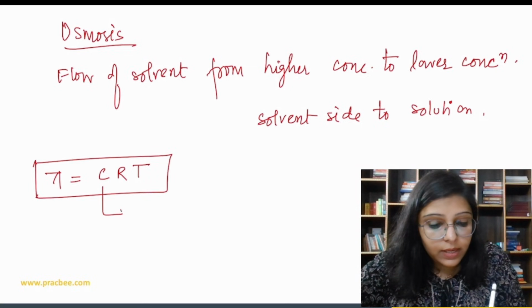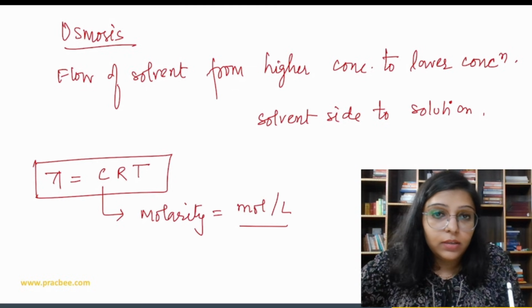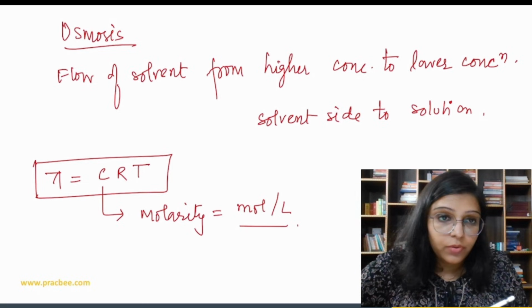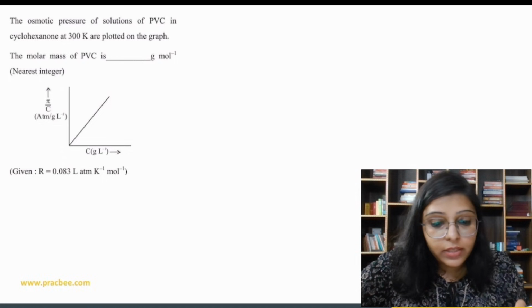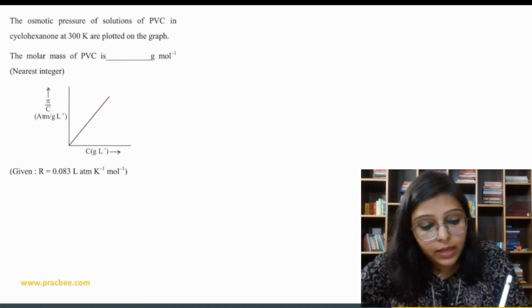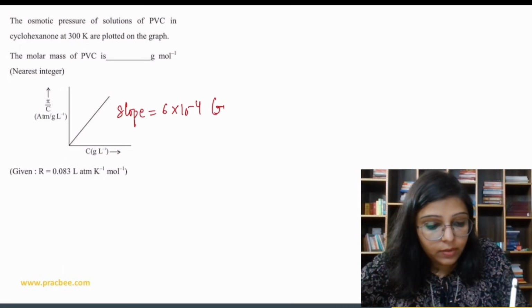And how can we determine it? Pi is equal to CRT, where C is the molarity. Molarity means moles per liter. So we have to use this formula. Now let's use this formula in order to solve the question. So the first question says the osmotic pressure. Here one more thing, slope is given. The slope value is 6 into 10 to the power minus 4. It is given in the question.